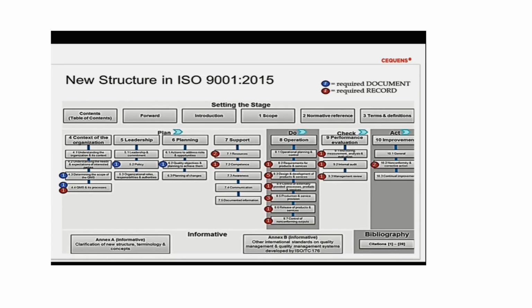Last 3 ones are annexes. So annexes is just for information. So basically they are informative. They tell you the clarification, what the terminology and concepts are, what other standards you can use if you have another system, and so on.